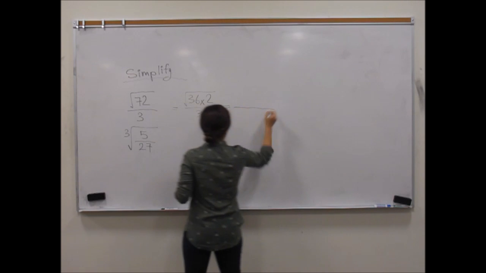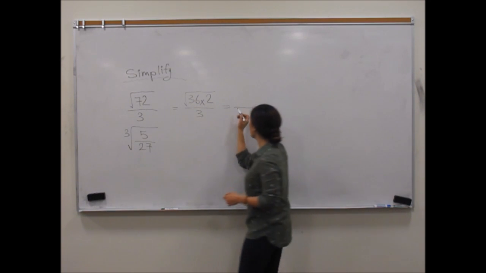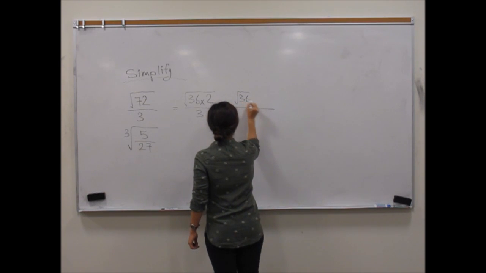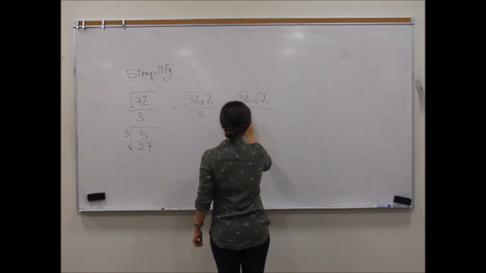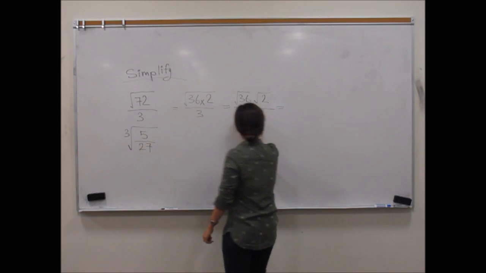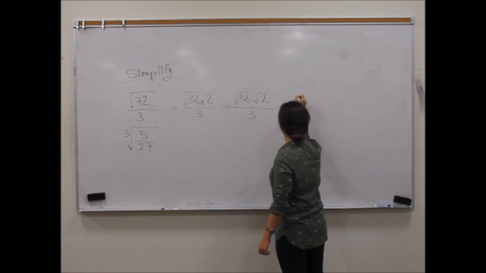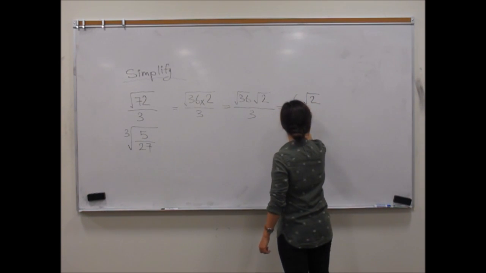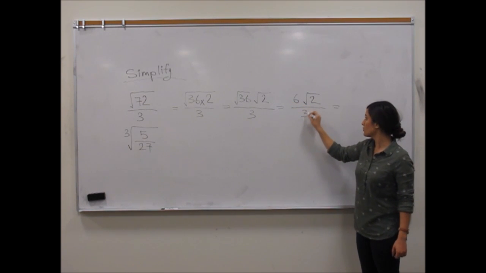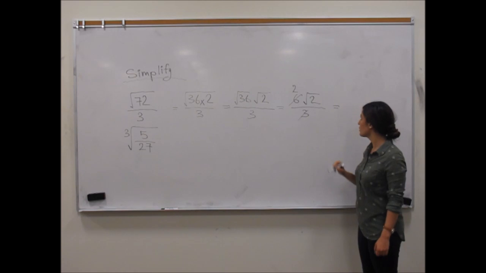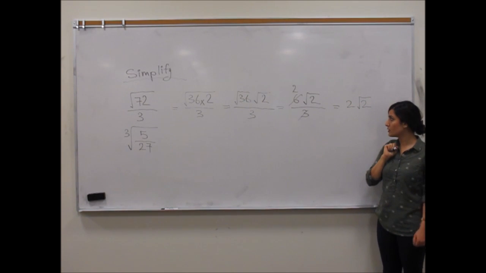And then in the next step, I'm going to break down the radicals. So I have radical 36 times radical 2 over 3. And 36 is a perfect square, so if I simplify it, I get 6 rad 2 over 3. And then I know that 6 goes into 3 2 times, so I just have 2 rad 2. So this is for that.